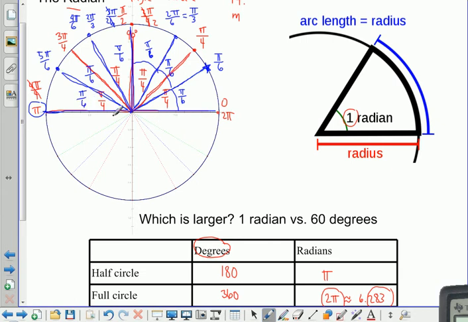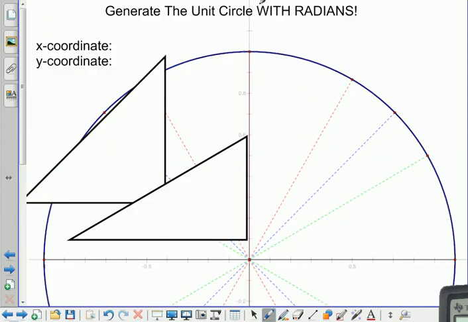Okay? Then all you have to do to continue on the bottom half, keep counting. Keep counting. Any questions? So now you are going to continue generating the unit circle, but now you have it with radians. So I've shown you everything you need to know with the unit circle.